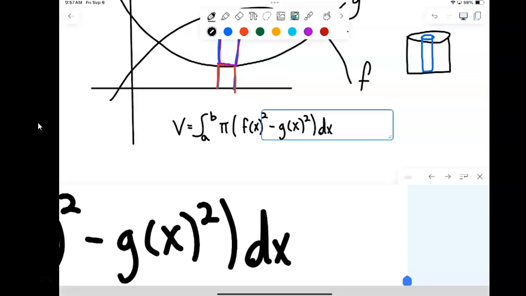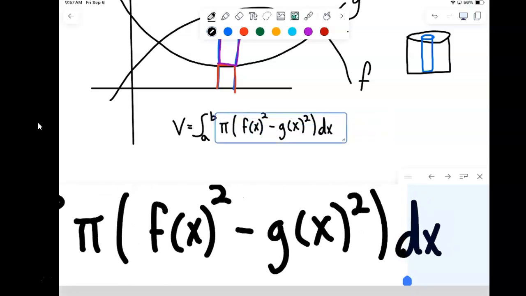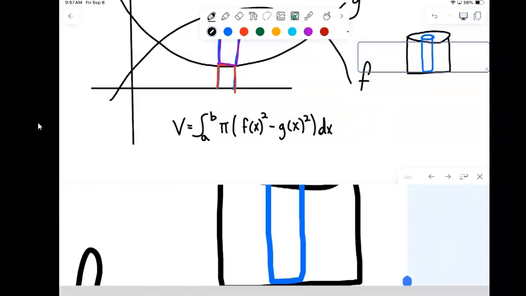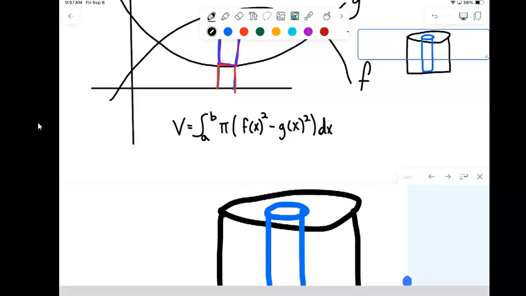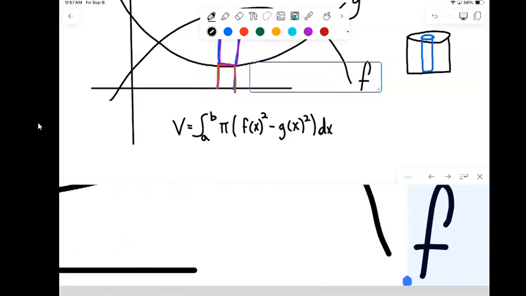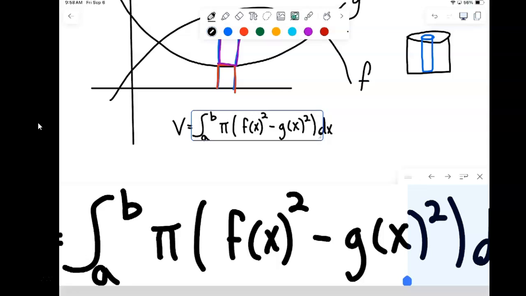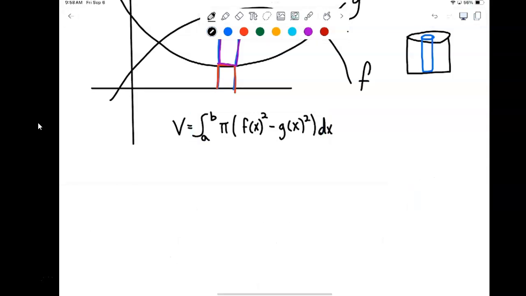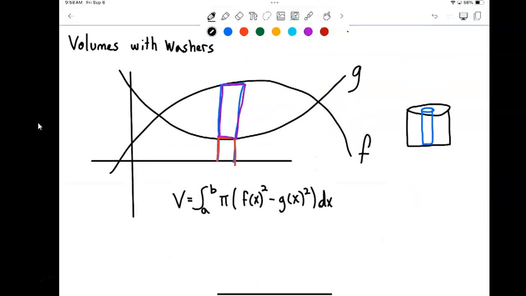So without going into the full detail, the idea is basically you're going to have the volume of the big cylinder, which again is the F function, minus the little cylinder, the G function, and we just find it most convenient to write it this way. Okay, so this is the volume with washers. And it's a washer because what we're really looking at is a very thin thing with a hole in it. Okay, and we're going to have a whole bunch of those stack up to eventually give us our volume. So that's why it's called a washer.